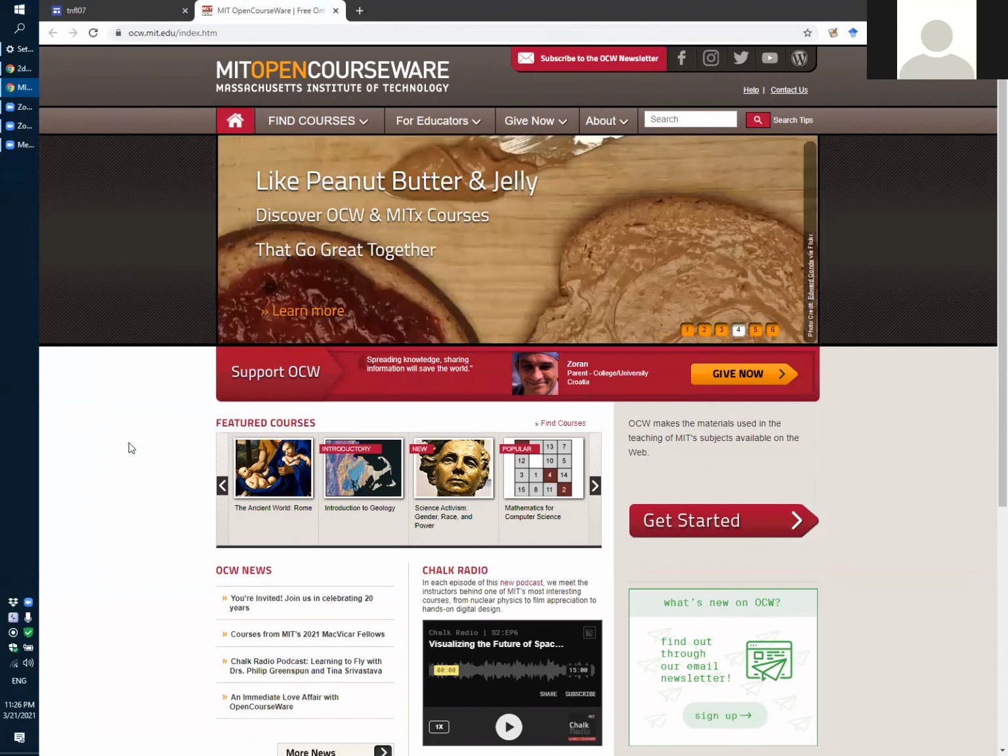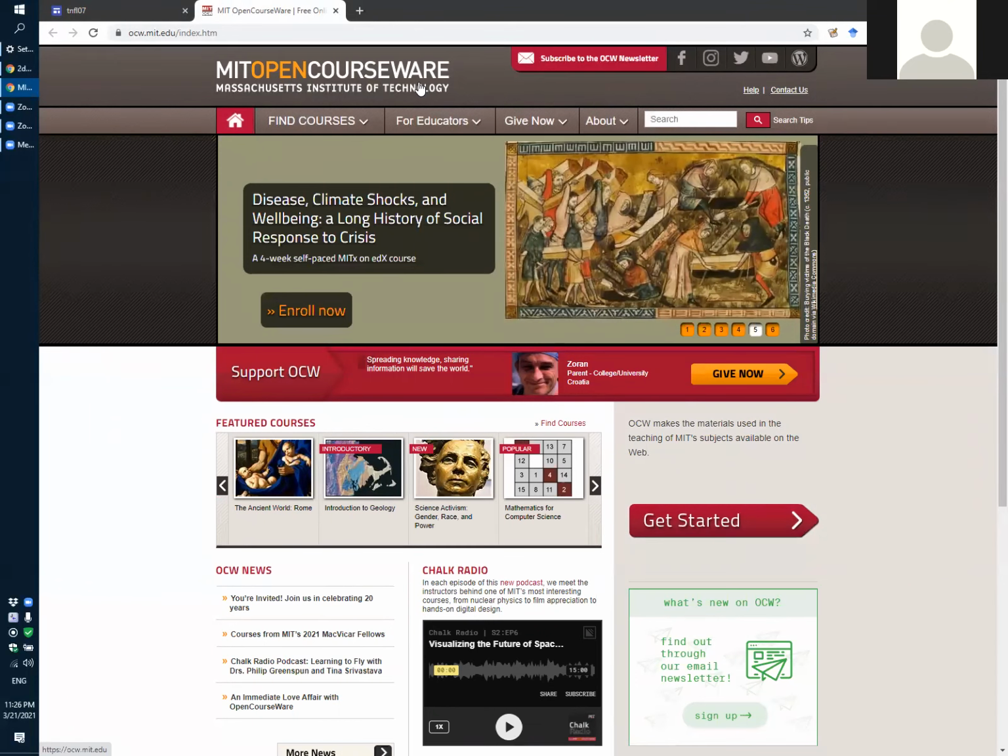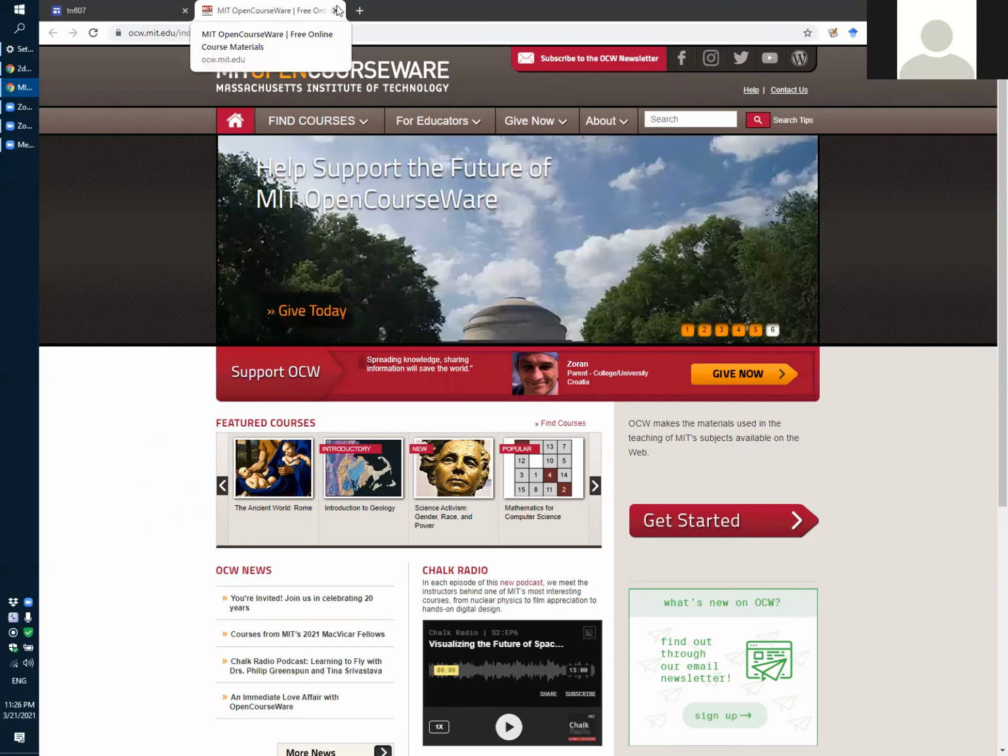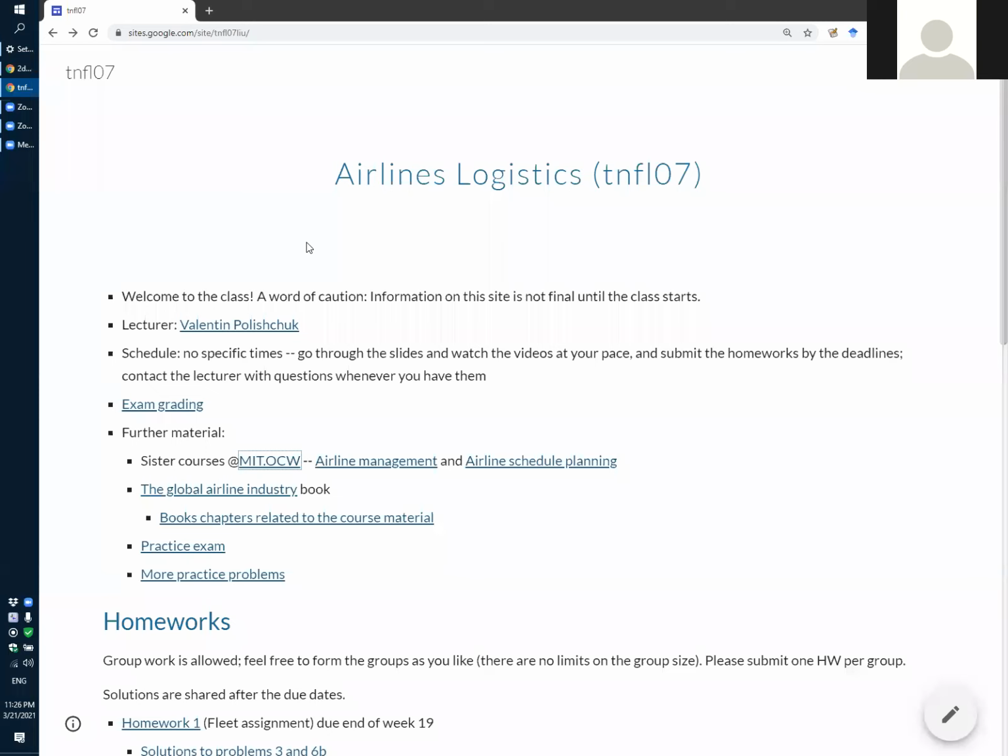The first one is, of course, Linköping Institute of Technology. So that's MIT, and OCW is their open courseware. This is the place where they gather material from lots and lots of different courses, not necessarily related to airlines management. A wonderful resource by all means.